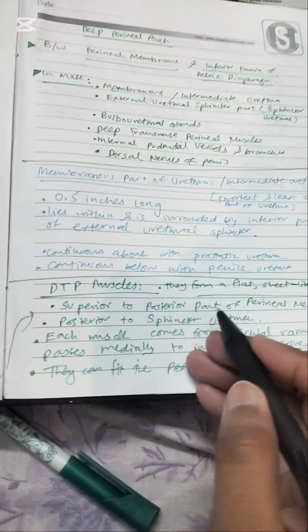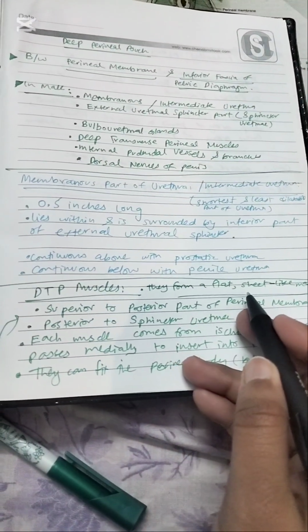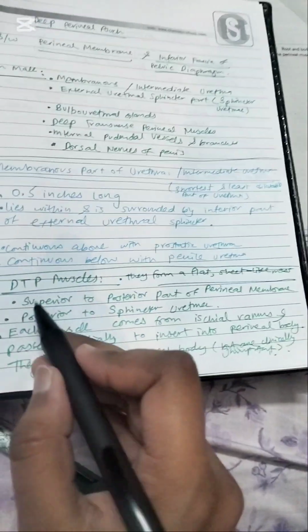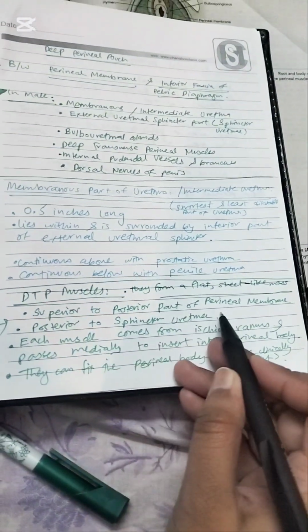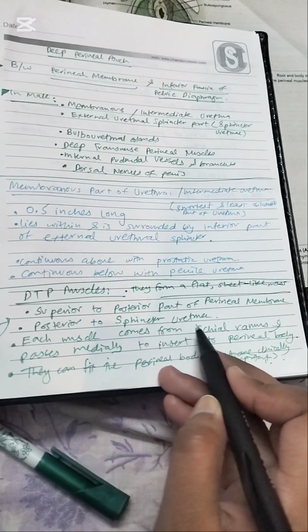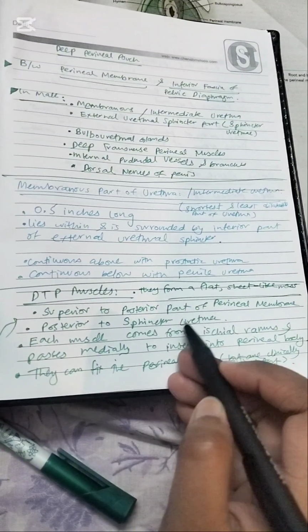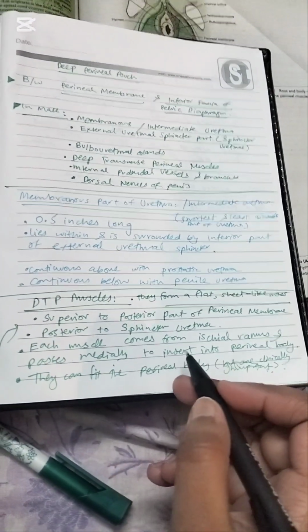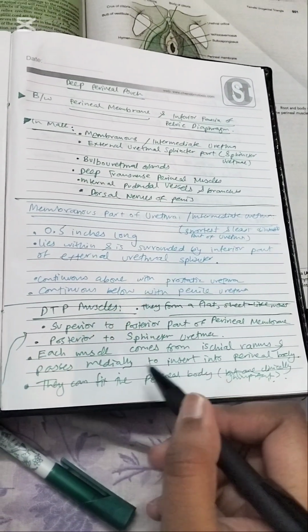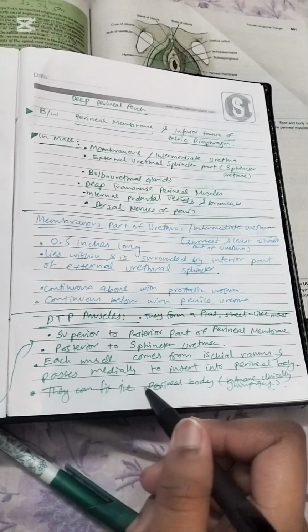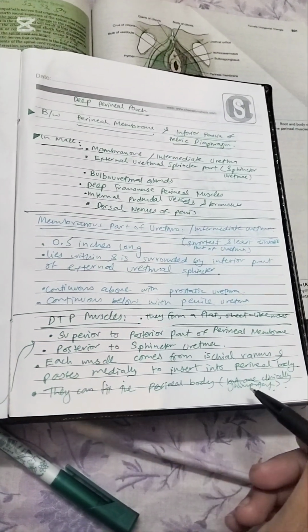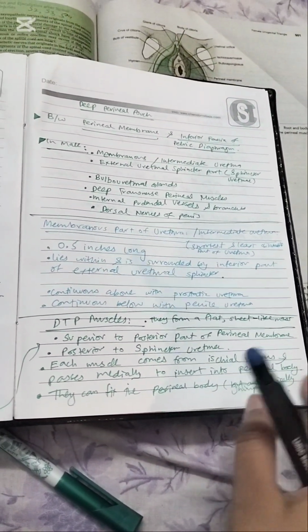And then let's talk about the deep transverse perineal muscles. Deep transverse perineal muscles are going to form a flat sheet-like mass. They are superior to the posterior part of the perineal membrane and posterior to the sphincter urethrae. Each muscle is going to come from the ischial ramus and pass medially to insert into the perineal body. They're going to fix the perineal body, but they're clinically not very important.